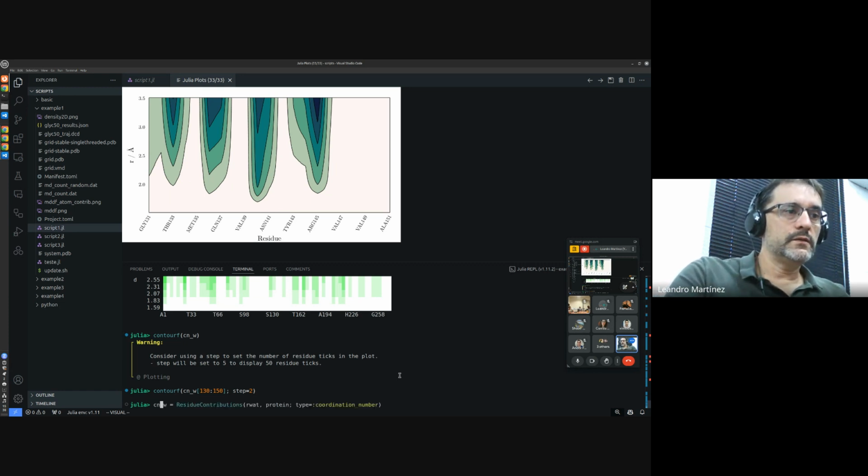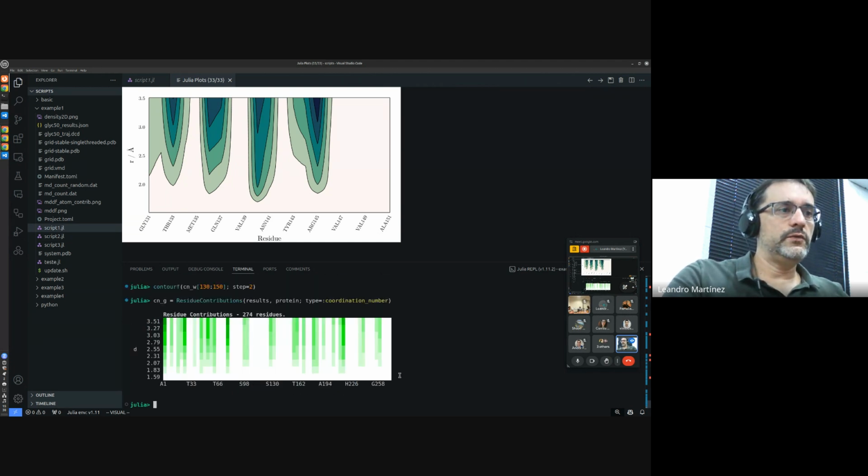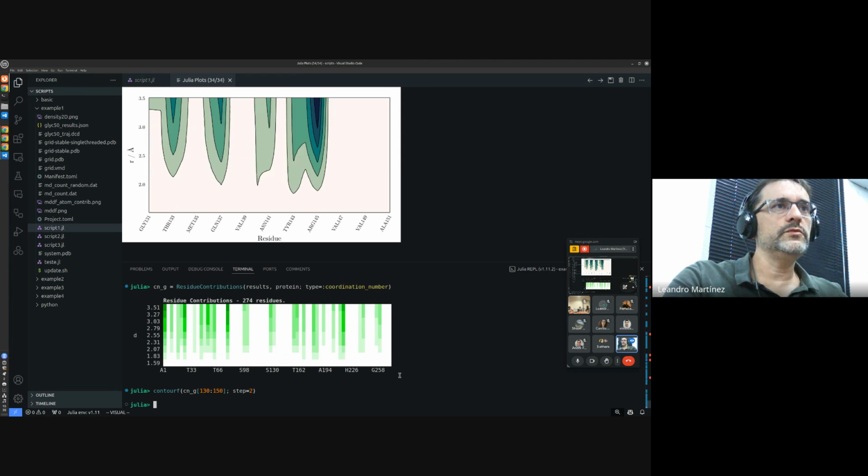We can now look at the coordination number for glycerol. Let's compute the same thing. We will have called these results. And again, we can compute this same plot, but for glycerol. And we see there is an accumulation of glycerol molecules in this region, which reflects that peak in the distribution function that we observed earlier.